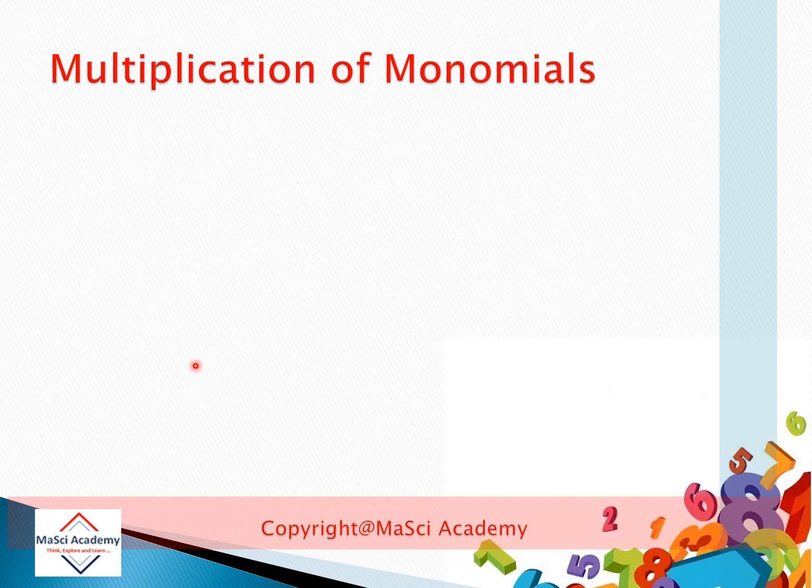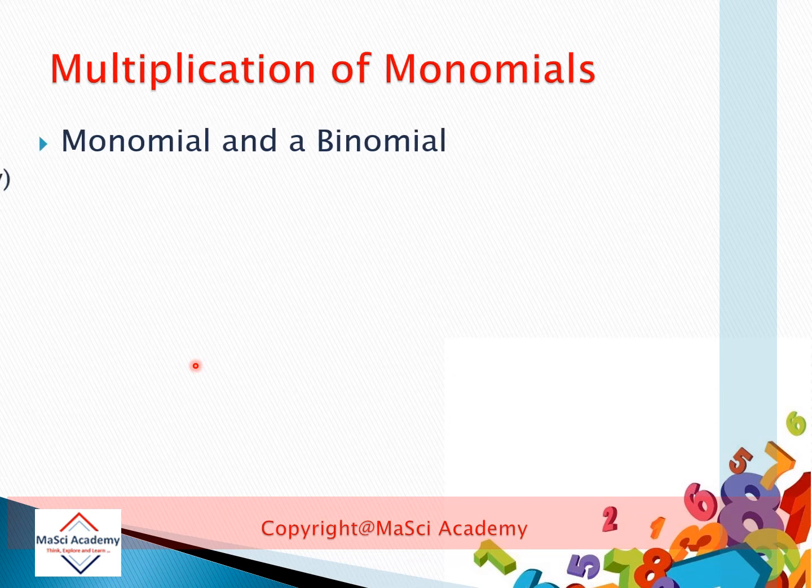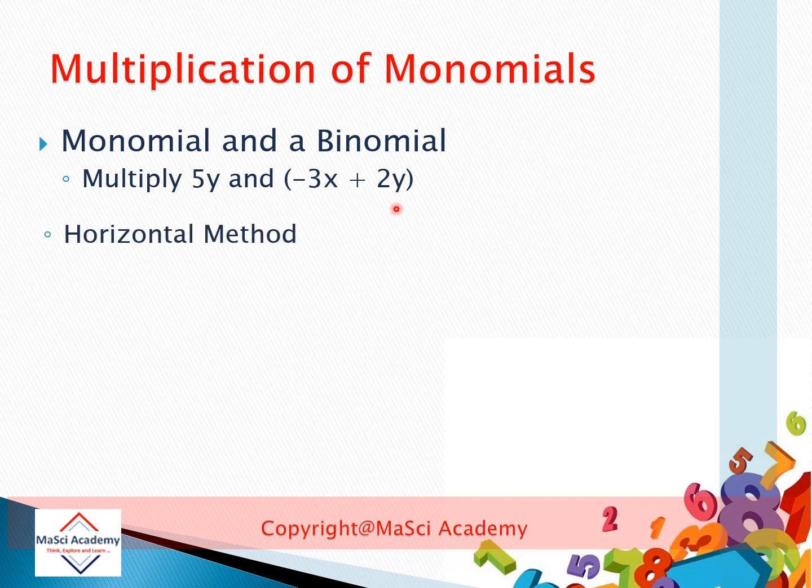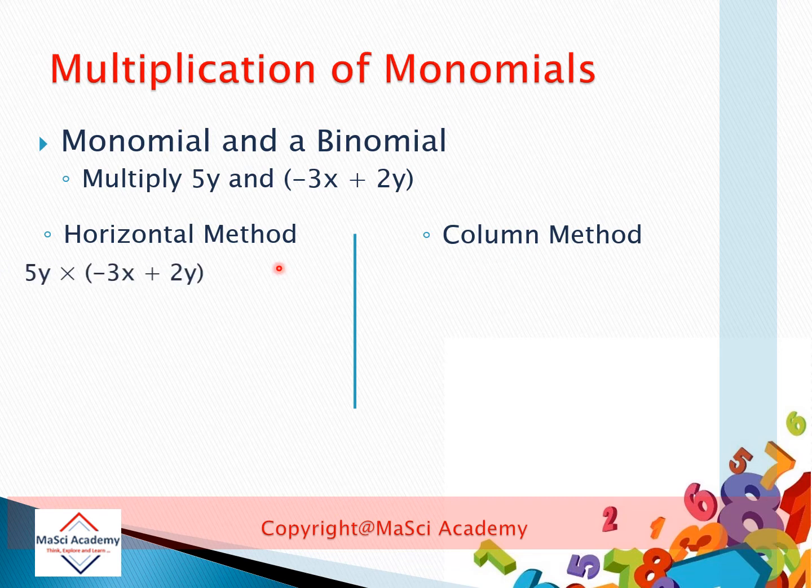Now how do we multiply a monomial and a binomial? For example, multiply 5y and minus 3x plus 2y. There are two ways of solving this. The first one is called the horizontal method and the second method is called the column method. First, see the horizontal method. 5y multiplied by minus 3x plus 2y.